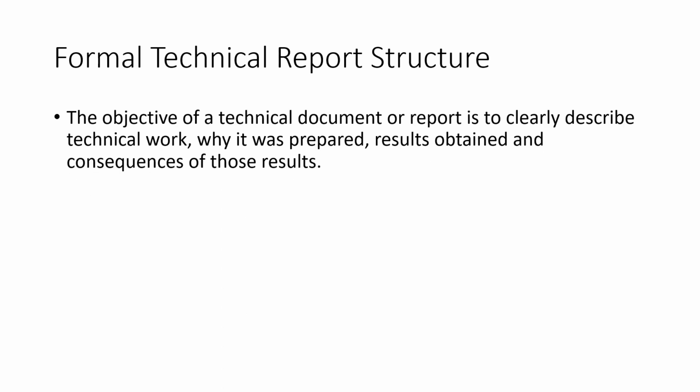So with a formal technical report structure, the objective is to clearly describe the technical work or what we observed, why it was prepared, the results obtained, and the conclusion of those results. We're trying to put that into a document for the reader so they can understand what we're trying to deliver them as far as content, as far as information goes.